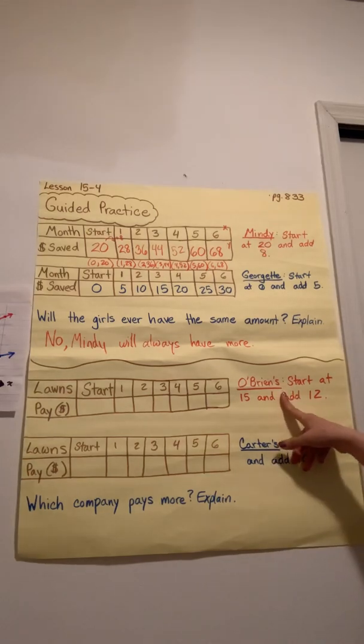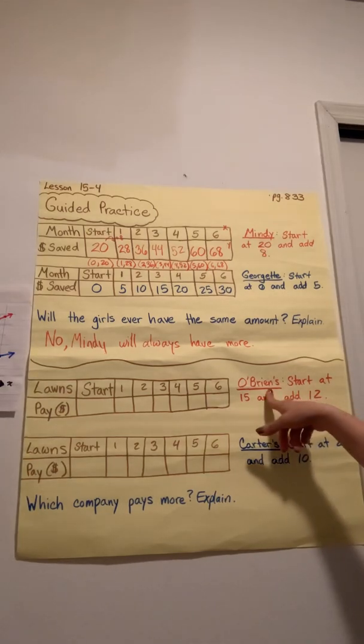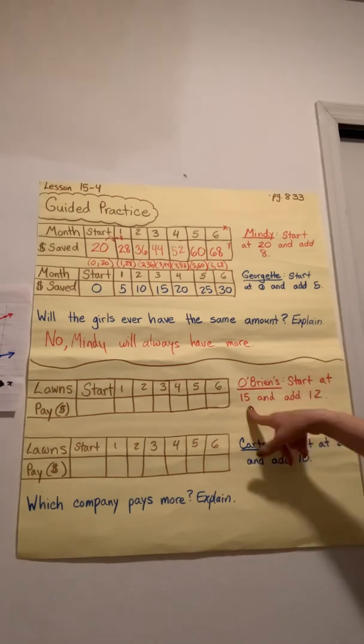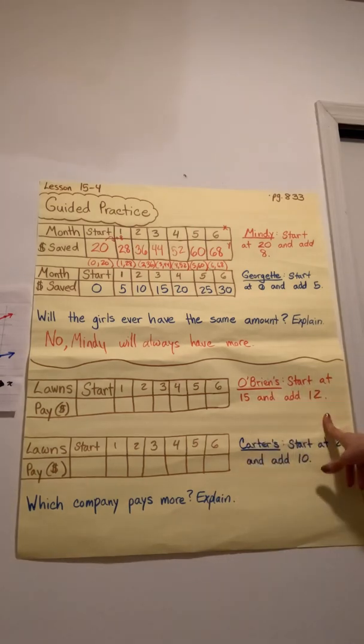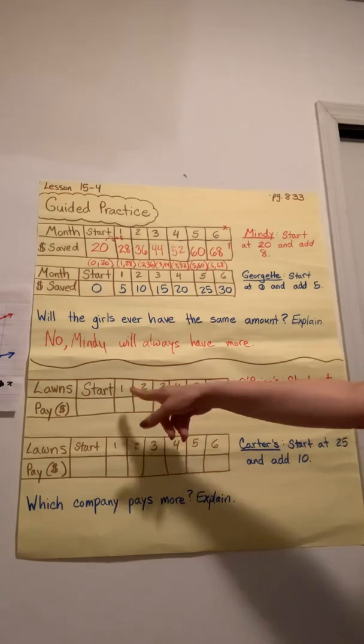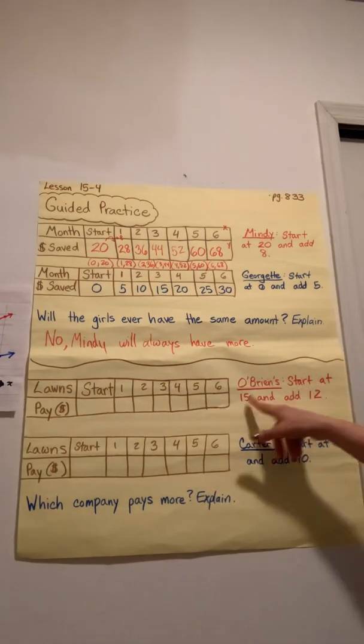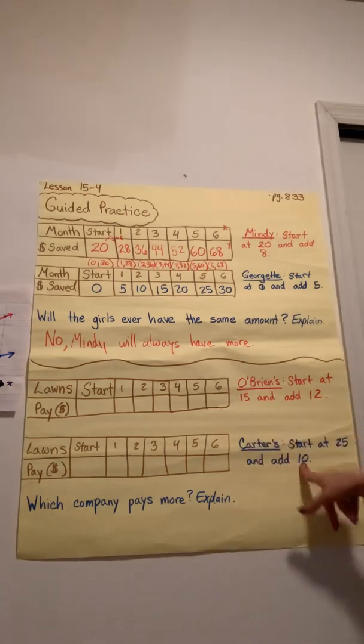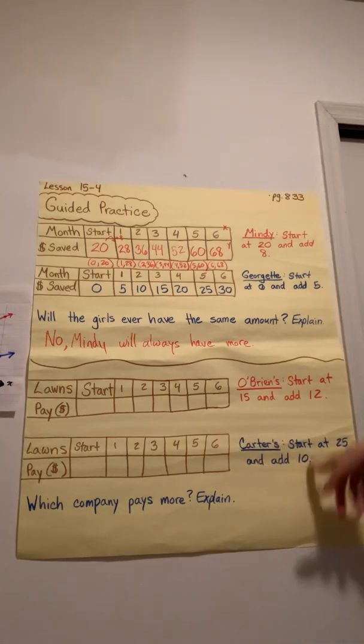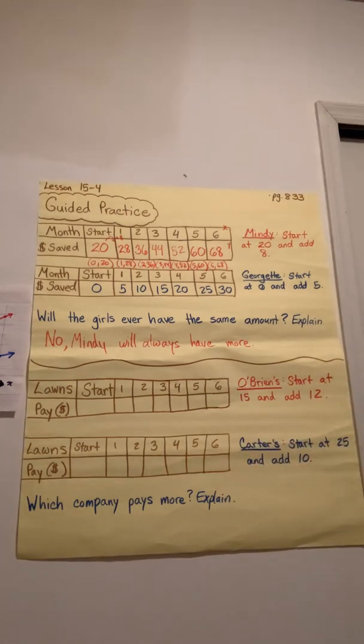So I've already written the rule based on the information of the problem. O'Brien's Lawn Company is starting at 15 and adding 12 each time. So that's the pattern we will follow. Carter's is starting at 25. So I see he's starting at more money, but he's only adding 10 each time. He's not adding as much as O'Brien is.